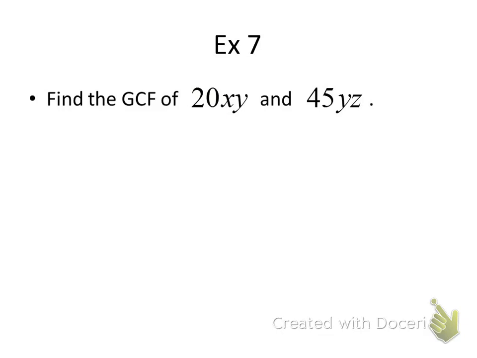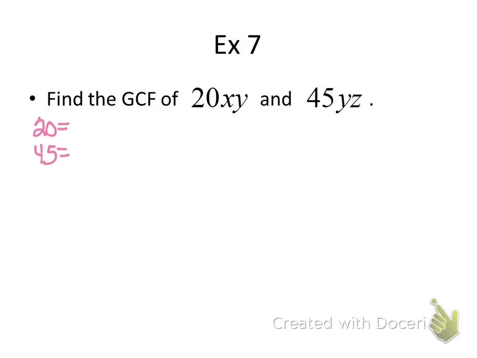So how we're going to make this a little bit easier on you guys: is the number 20 on your list? Yeah. Is the number 45 on your list? Yes. So we can skip step 1. We don't need to make the factor trees. So we're going to skip right to step 2. We're going to write out 20 and we're going to write out 45.